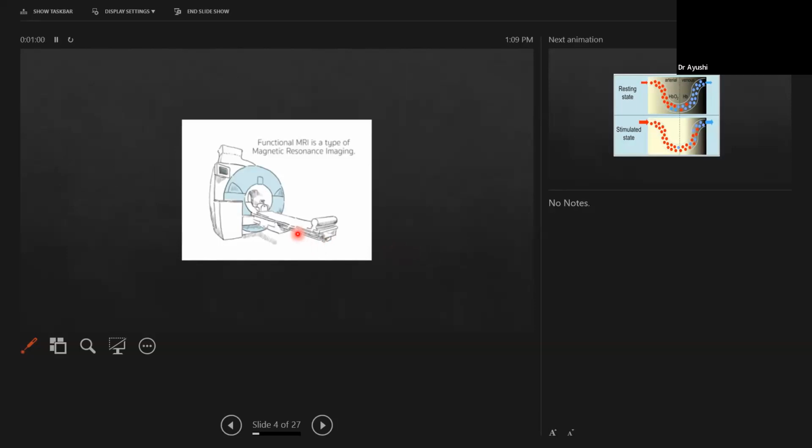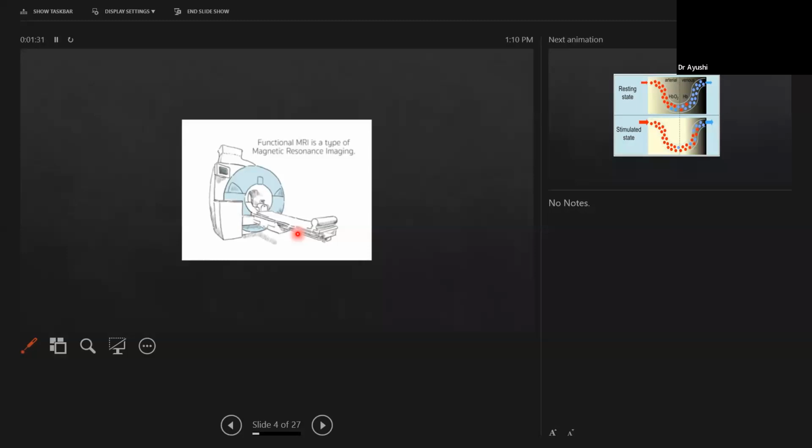So what happens here is when the patient is in the MRI machine, various visual stimuli are displayed or various sounds are played, or the patient is asked to do any motor activity. Whenever these activities are done by the patient, or the patient is asked to be just in a resting state, just focus on one point, those specific neurons which are involved in that activity get activated.